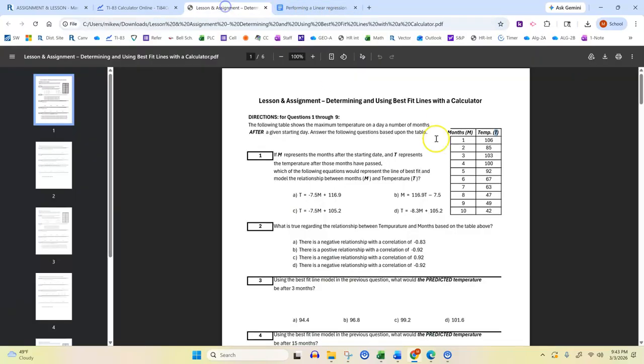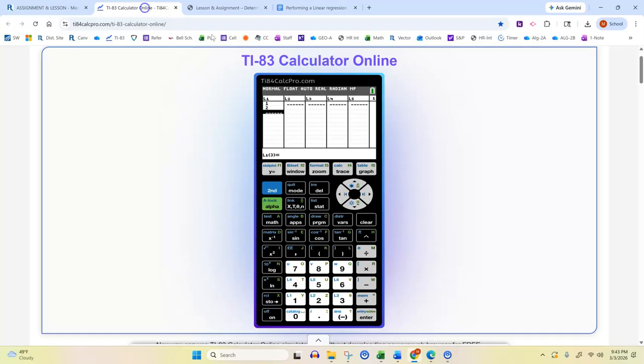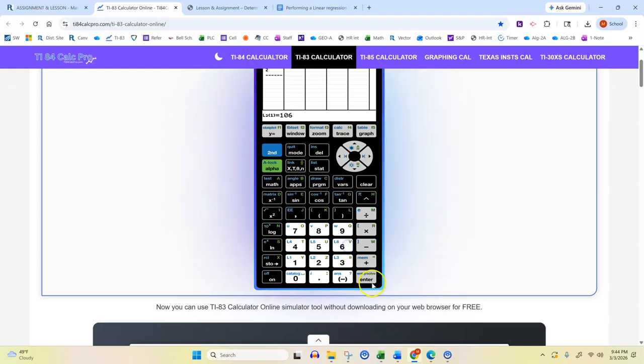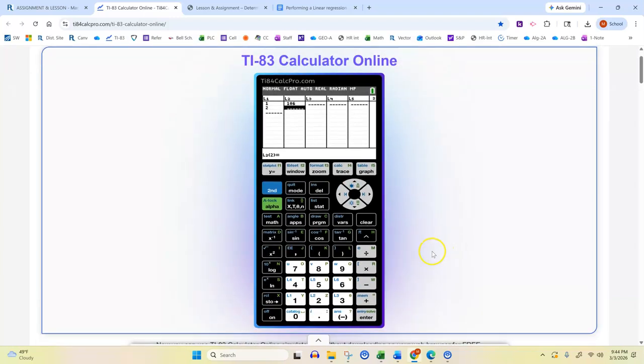So what was the first one? The first one's 106.85. So now I use my arrow keys. 106, enter, oops, 85, enter. Okay, so I'm going to pause the video and enter in the rest. And when I'm done, I'll go through this.